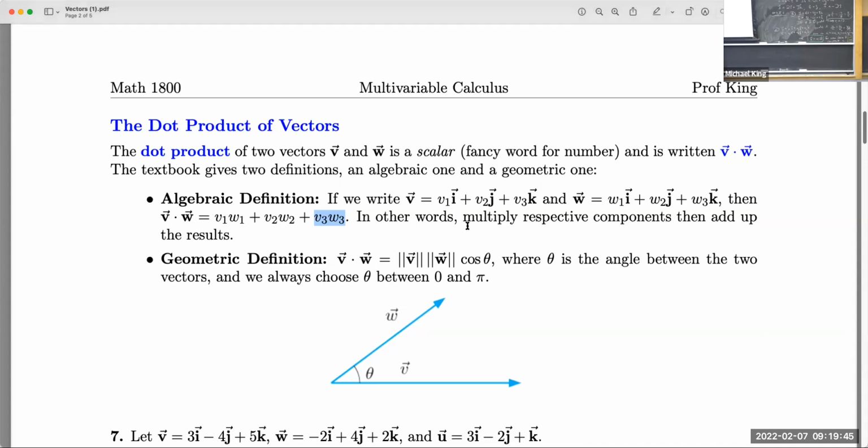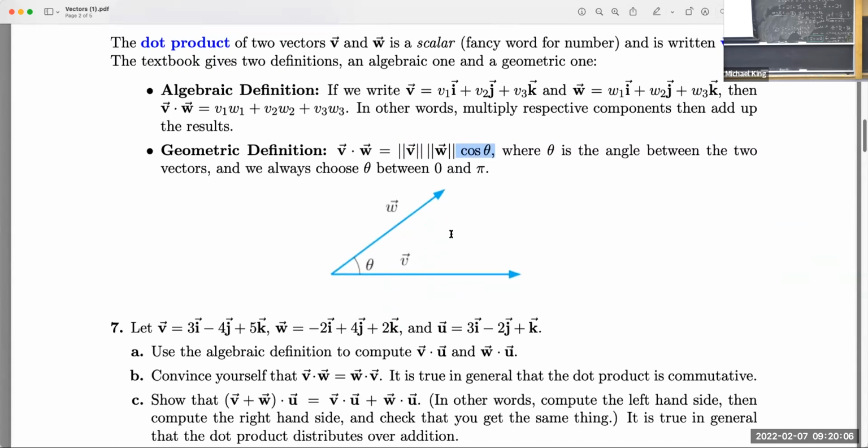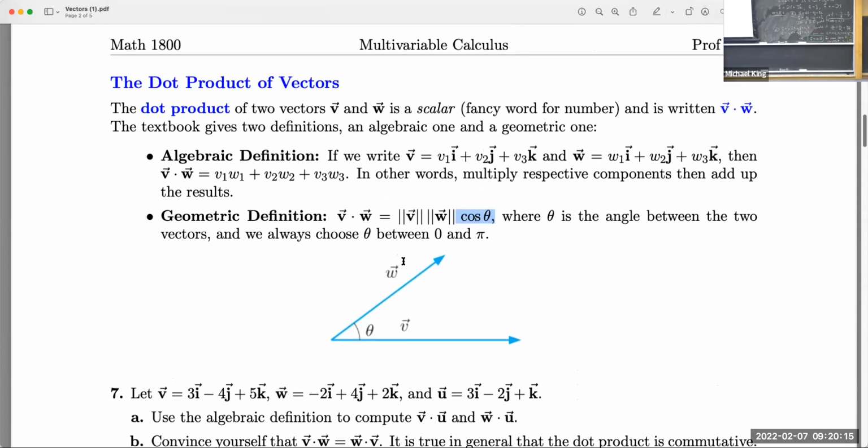It turns out though, and the book gives these two different definitions. It turns out there's this geometric definition, so the fact that they're the same is not obvious at all. The fact that they give the same result is not obvious at all. But you can also define it as the length of v times the length of w times the cosine of the angle in between them. And I mean the smaller angle, not the angle that you would get by going all the way around the outside, but the smaller angle.